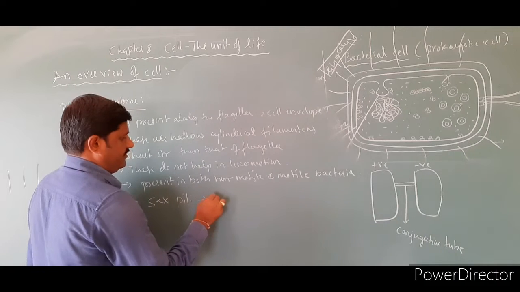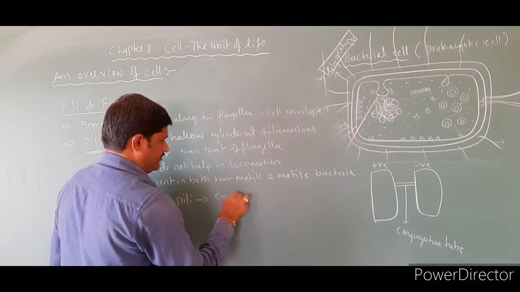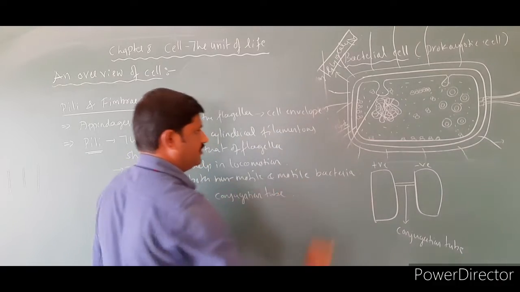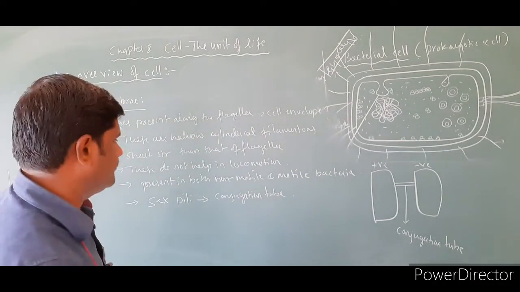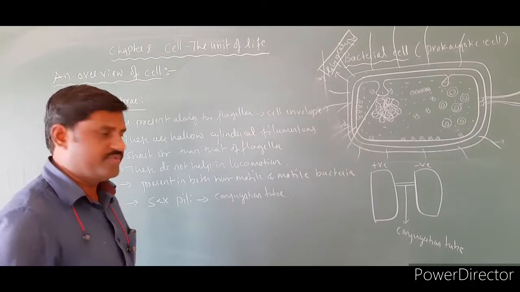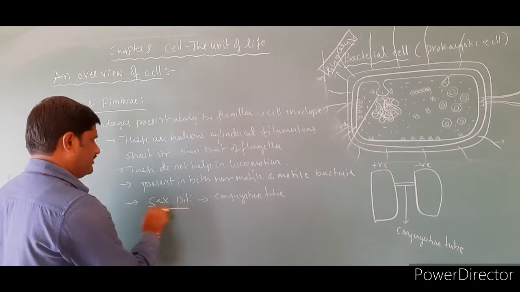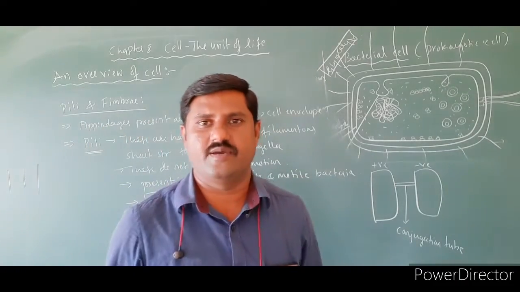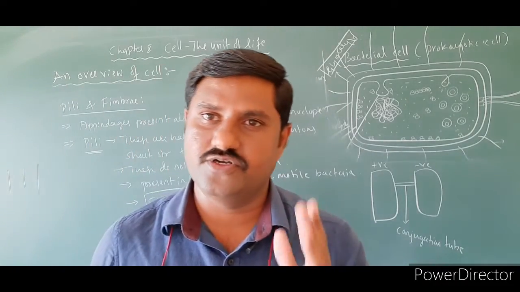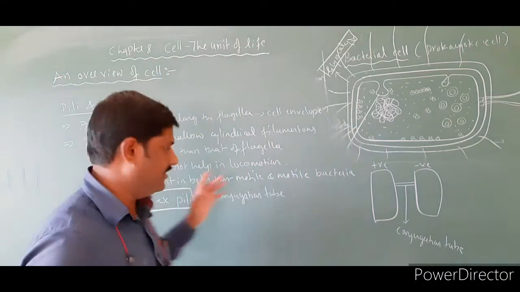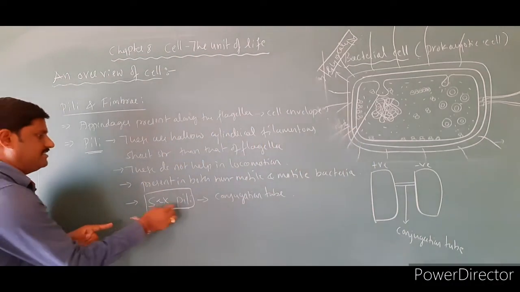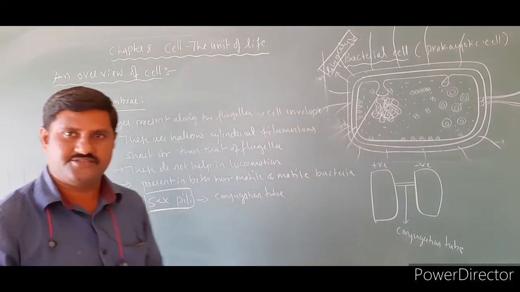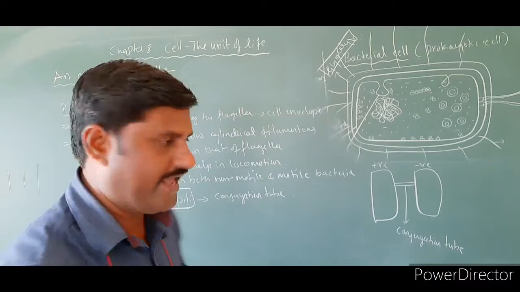They help in making the conjugation tube between two strains of bacteria during reproduction. During reproduction, they are called sex pili. Sex pili are very limited in number, and this is a fact you should know. So this is about the pili, right? What about the fimbriae?